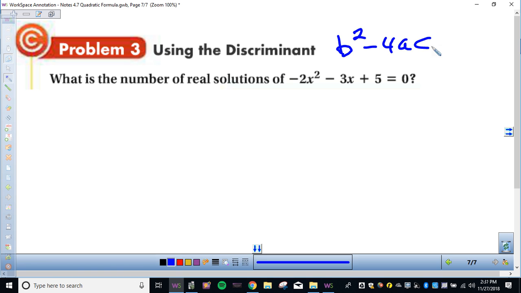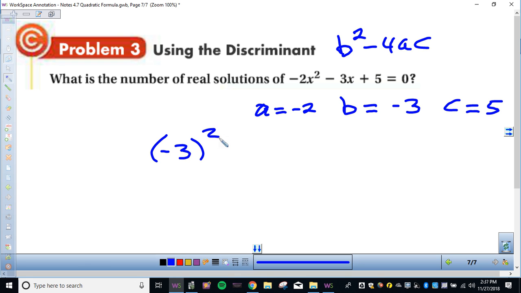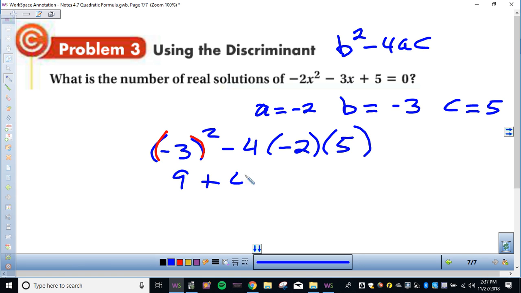1. Okay, so here a is -2, b is -3, and c is 5. So we're just doing the b squared. Don't forget the parentheses. b squared minus 4a, in this case is -2, c is 5. So you get 9 plus 40, which is 49, which are 2 real solutions.